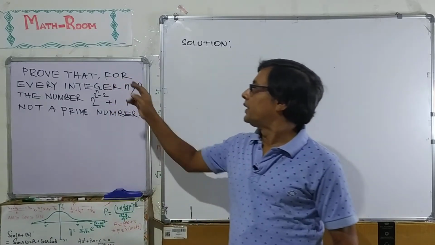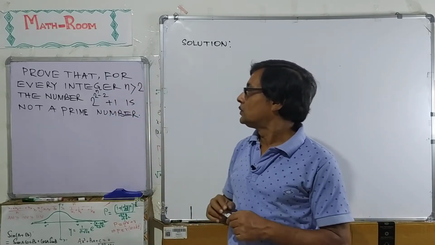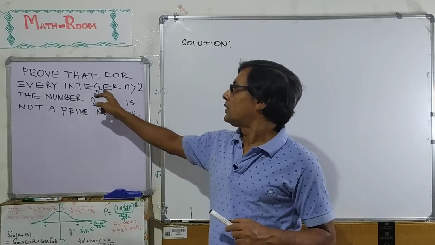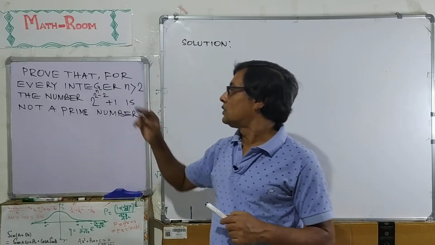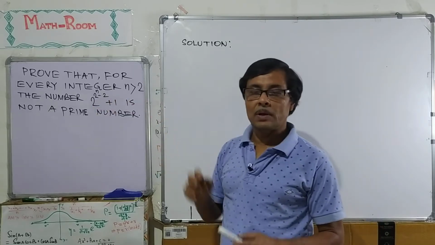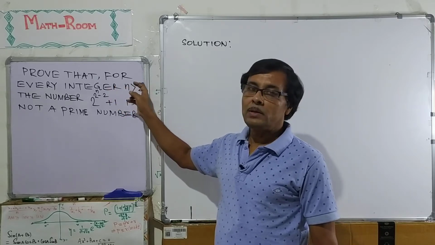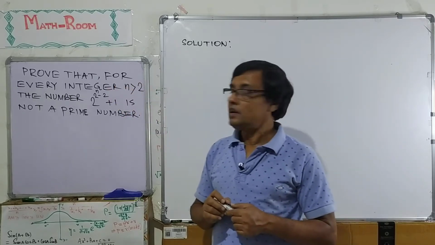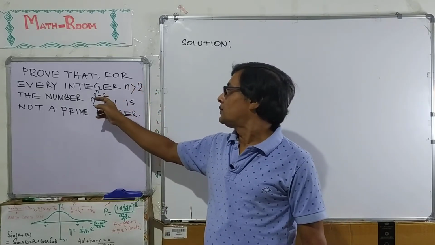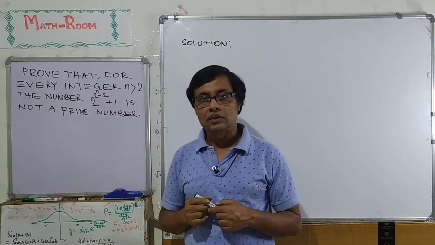Now, we have to prove that for every integer n which is greater than 2, the number 2 to the power n minus 2 plus 1 is not a prime number. We have to show this number is not a prime number for every integer n greater than 2.